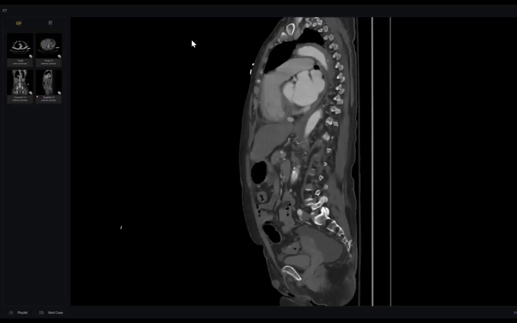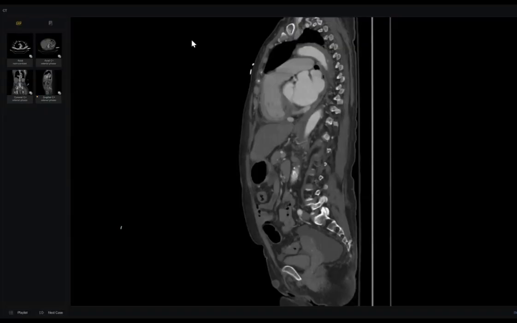Why is this not a dissection? Sir, I cannot see a dissecting flap, but an ulcer was seen at the descending thoracic aorta. That was a penetrating ulcer. Okay, what is the difference between dissection, deep penetrating ulcer and intramural hematoma?